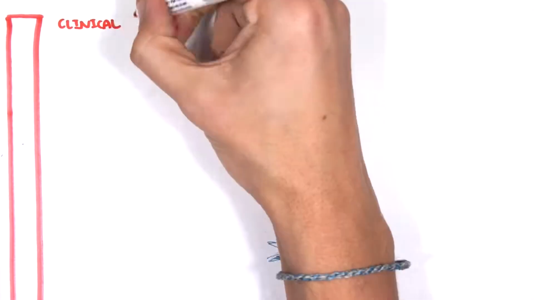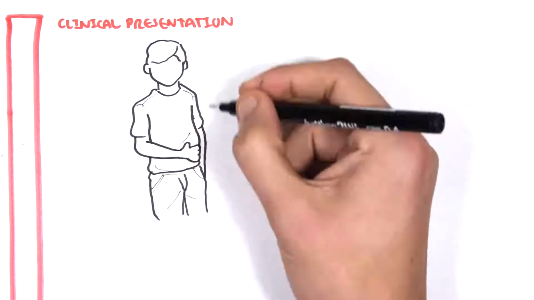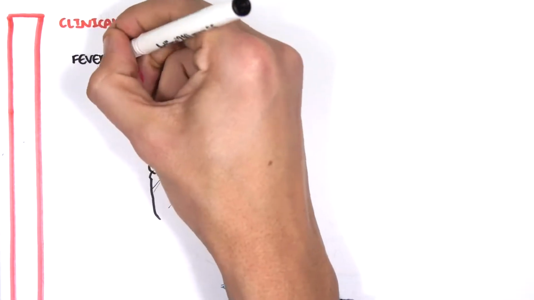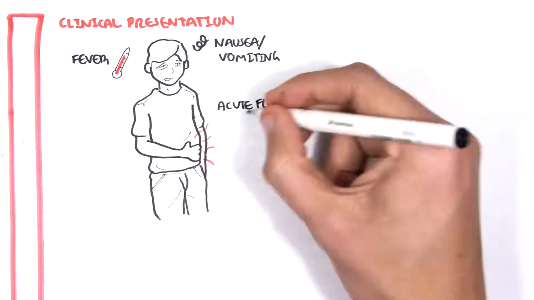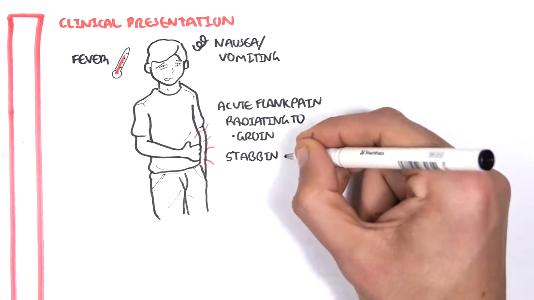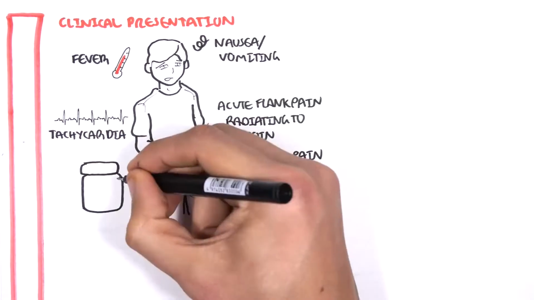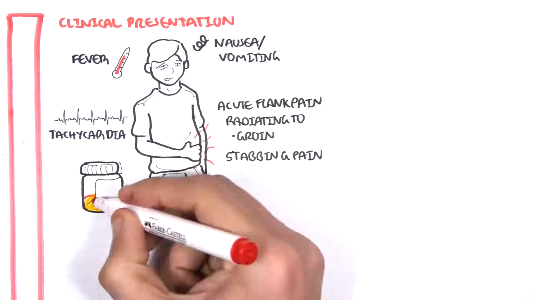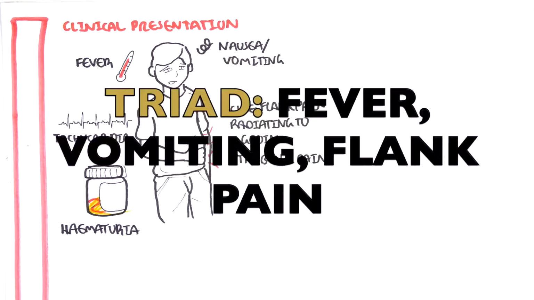Let's look at an algorithm. Again, the clinical presentation of kidney stones includes fever, nausea, vomiting, acute flank pain radiating to the groin or the back. The pain is often described as stabbing and severe. There is tachycardia with or without hematuria. The triad for urinary or kidney stones, some say, is fever, vomiting, and acute flank pain.